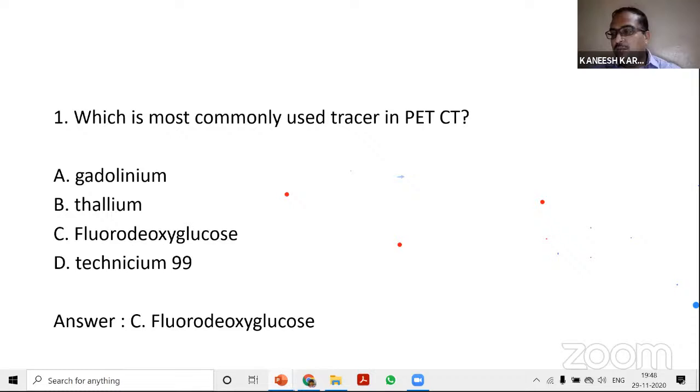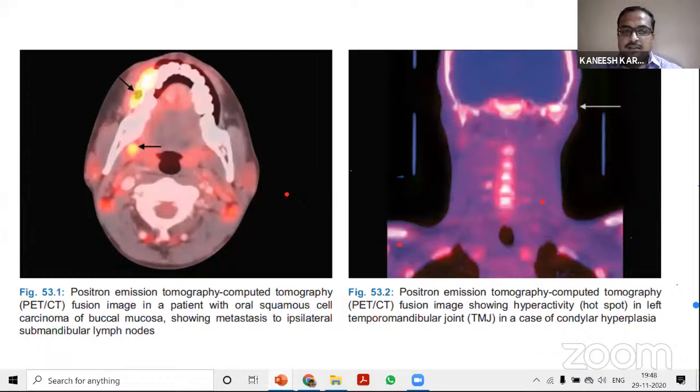PET-CT is positron emission tomography. This is a PET scan. Positron emission tomography is a fusion image in a patient with oral squamous cell carcinoma showing metastasis to ipsilateral submandibular nodes. These are called hotspots. There is hyperactivity of the cells. There will be hotspots, like this hotspot in the TMJ.